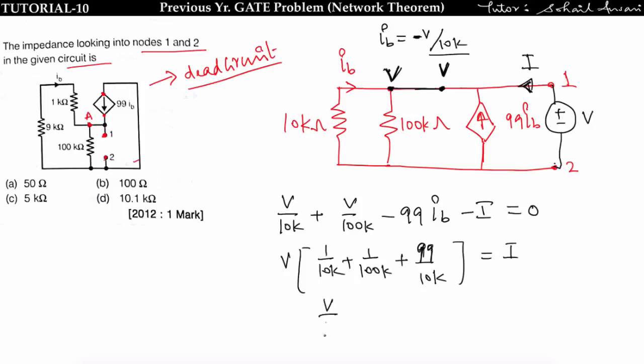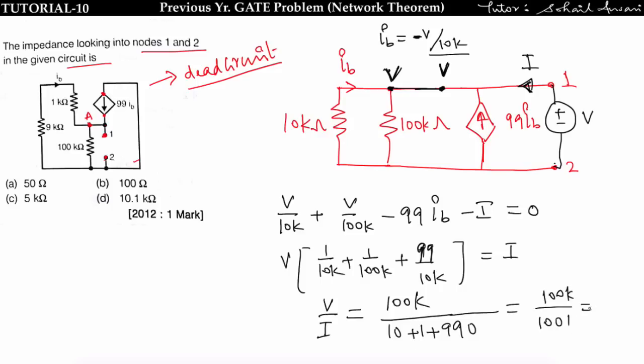Okay, finally you will get V upon I is equal to 100k divided by 10 plus 1 plus 990, that is equal to 100k by 1001, that is approximately equal to 100 ohm. Got it? So answer is B.